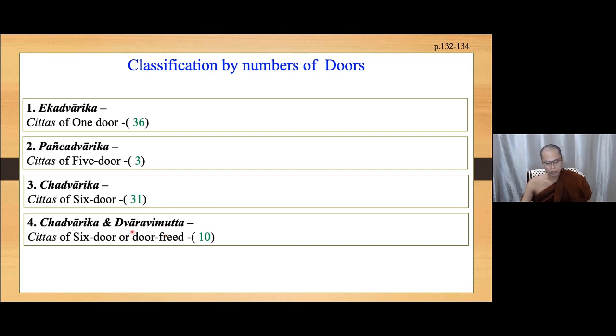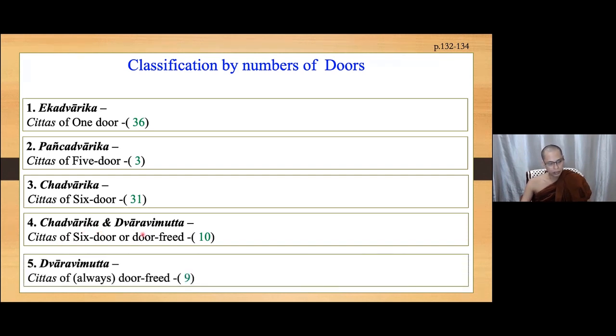So some consciousness, considering these 2 groups, is sometimes Chatvarika, sometimes Dwara Vimutta. So the last group is only Dwara Vimutta. They always arise as the door-free consciousness. They never use the doors to arise. Okay, so there are 5 groups.